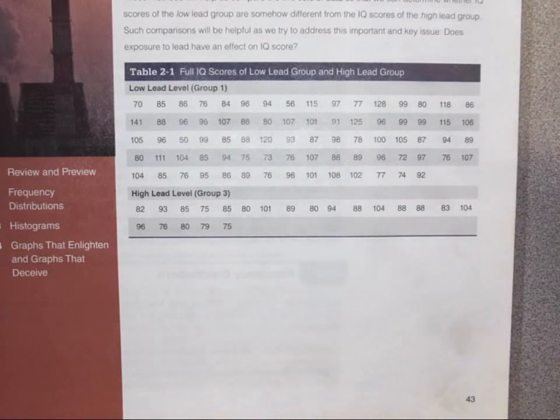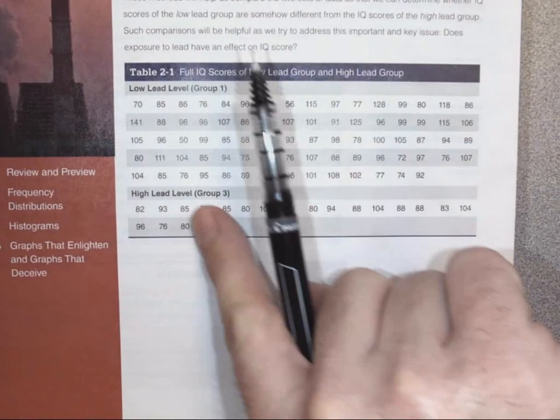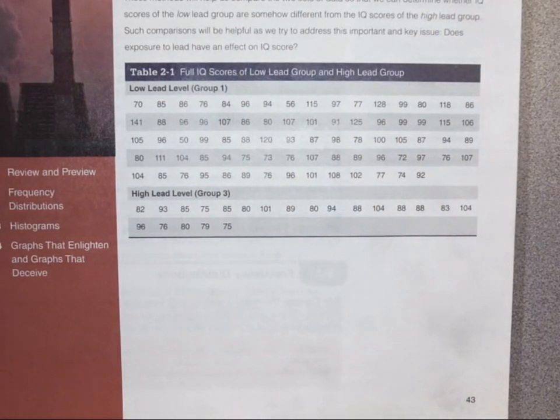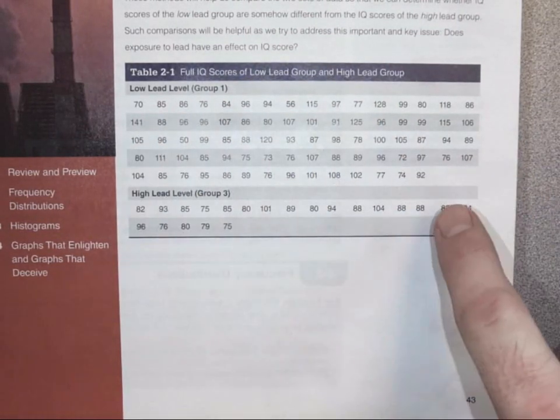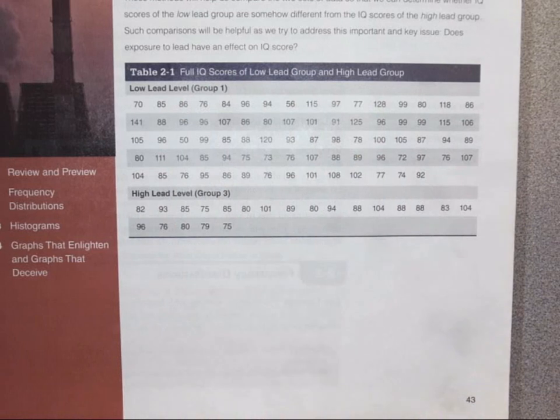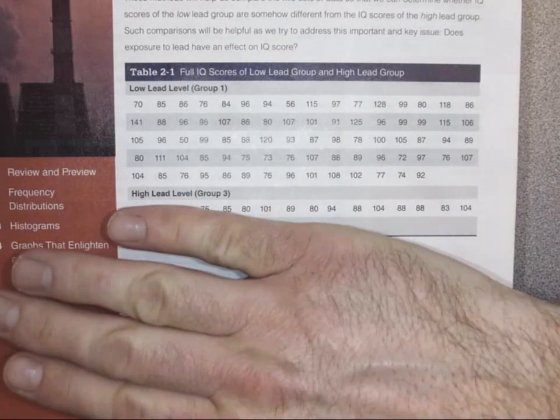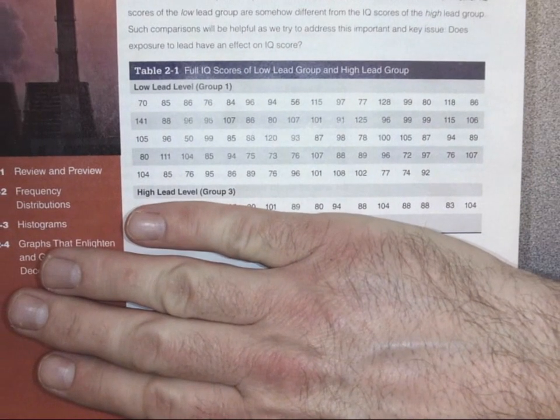We know Flint, Michigan had a problem with their water supply, and we poisoned lots of people with lead. So this is scores of lead that has been sampled in people. This is the low lead group, and this is the high lead group. But the idea is we can sample data and actually get numbers from this particular data. So let's just say we're doing this low lead level group right here in group 1.